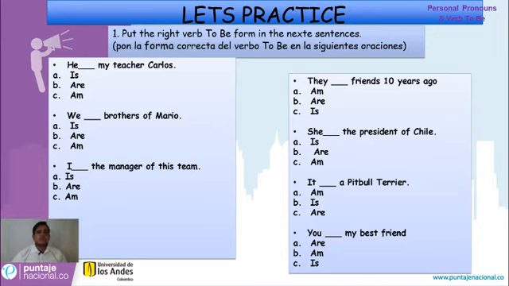Respect the sentence "We are brothers of Mario." You can use the two ways. You can use "We are brothers of Mario," and you can use "We are Mario's brothers." So you have to get this.